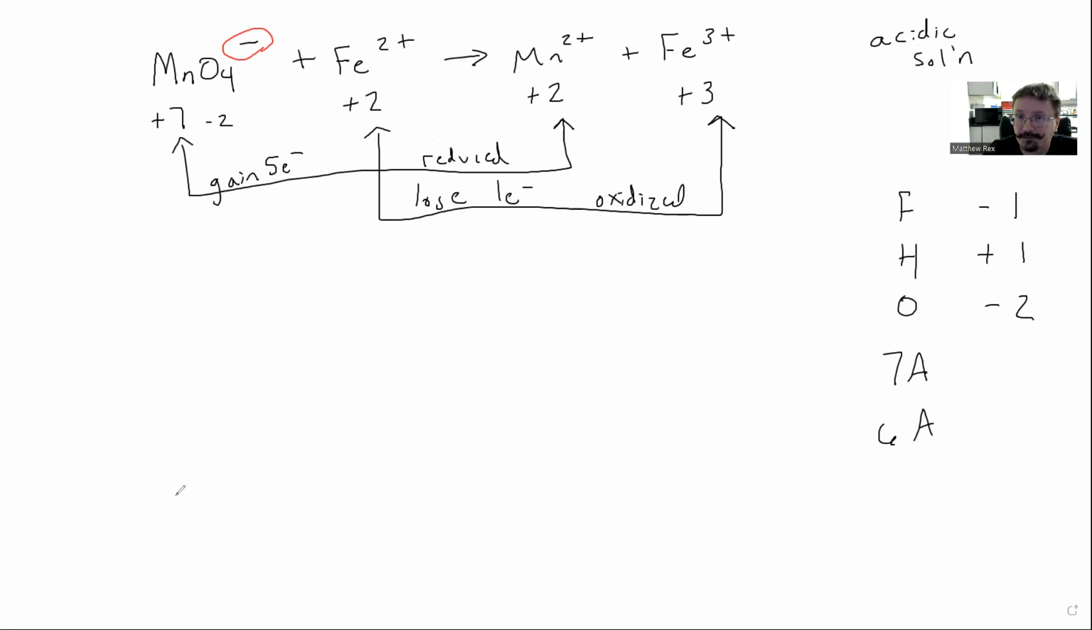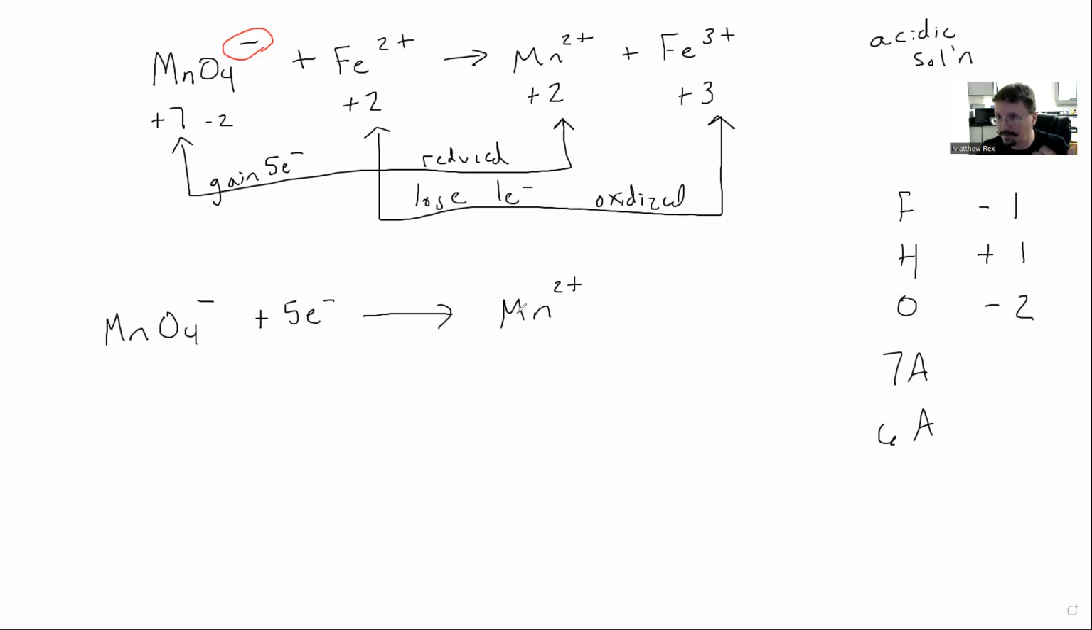This was oxidized. I can break those out and write them as half reactions if I want to make sure I'm accounting for everything and I can think about how many electrons overall I have. So if this gained 5 electrons, the electrons are going to be on the reactant side, and that's going to get us to our product right here.